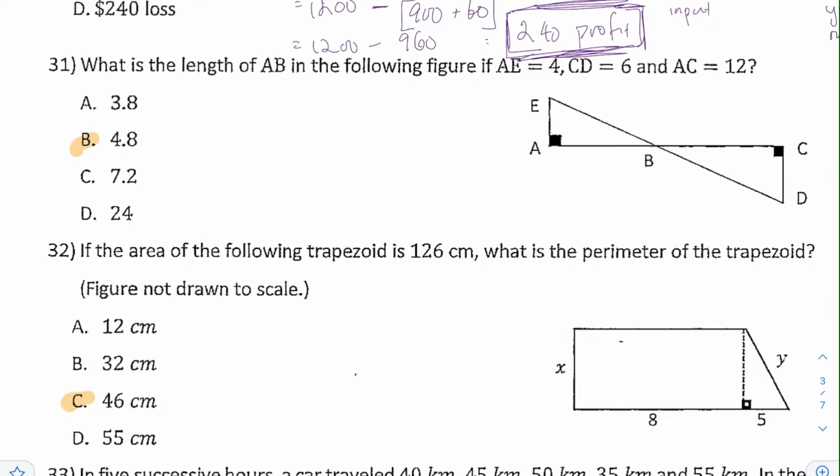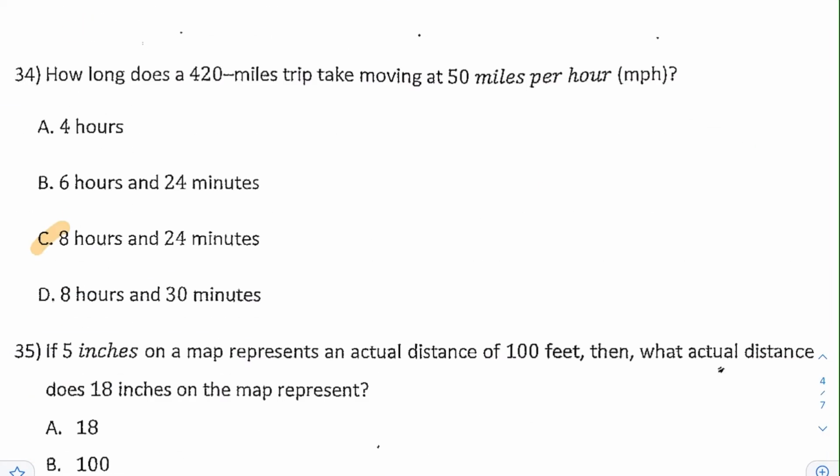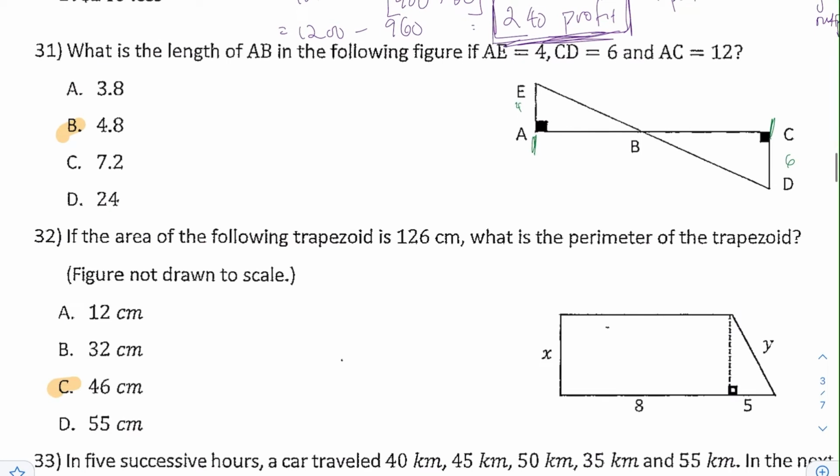Next, number 31. What is the length of AB in the following figure if AE is equal to 4, CD is equal to 6, and AC is equal to 12? So for this problem, we have two triangles, and we know that AE is 4, CD is 6, and AC, this whole thing, is 12. Now AC is made up of two different lengths, so we can call A to B x and B to C y. You know that x plus y is equal to 12.